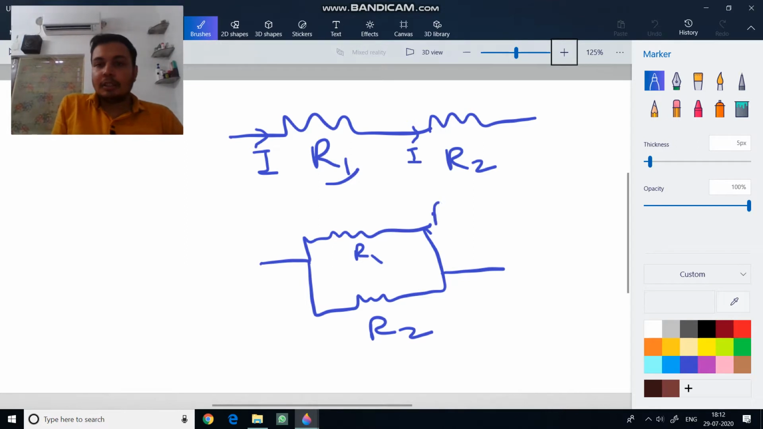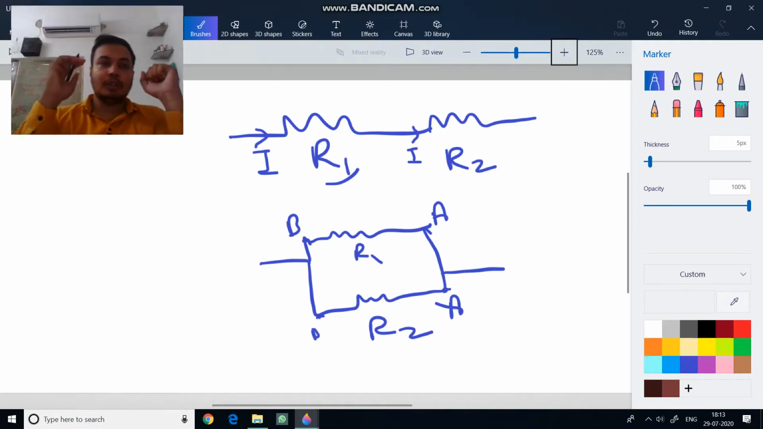So let's say here the potential of this point is A. I will make you understand what the potential is. This will also be A because there is no resistor or cell in between, and here it is B, so this is also B. Okay, now what is the potential or potential difference?